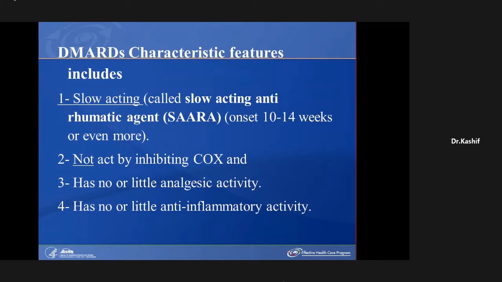DMARDs are slow acting anti-rheumatic agents, and they usually work within weeks. Usually the acute response is not there. They take usually 10 to 14 weeks or even more to give their impact. Mechanism of action is different. They do not act as COX inhibitors, do not have any analgesic activity, and have very little anti-inflammatory activity. You will see different groups of agents in this class, not classified as NSAIDs or others. There is a mixed group of drugs in this system.